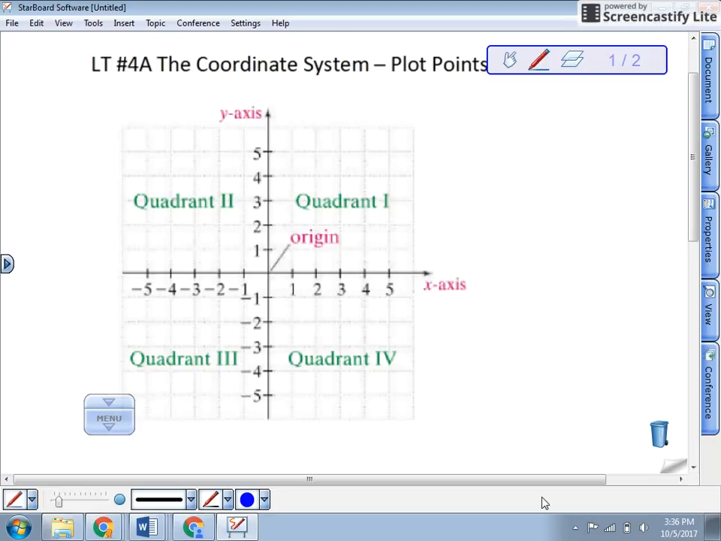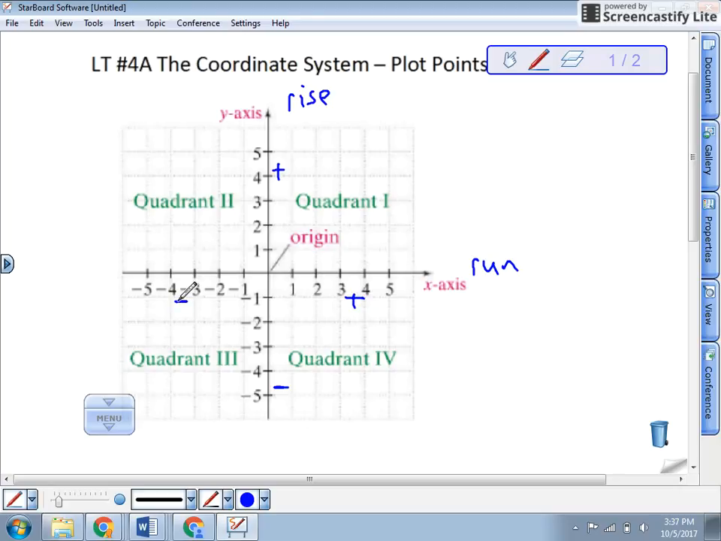Welcome to the notes on the coordinate system, and today we're going to specifically look at plotting points. So here is the XY coordinate system. You see we have the y-axis, which we kind of refer to as the rise or the vertical. Notice it's positive up here, and these numbers down here are the negative numbers. Then we have the x-axis, which we kind of refer to as the run. Again, notice positive numbers over here, negative numbers to the left.